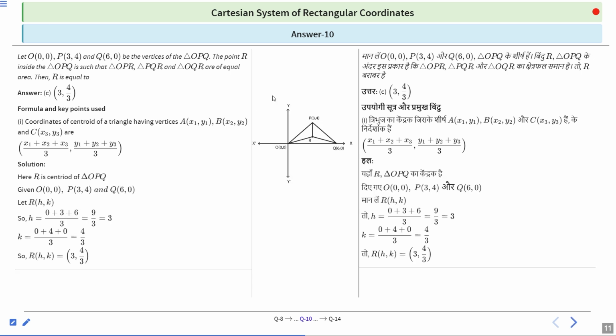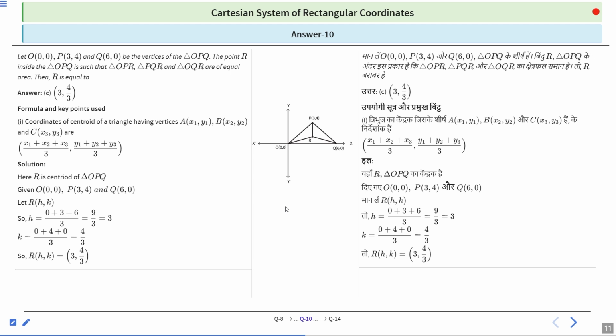You can see in the figure, you have a triangle having coordinates O(0, 0), P(3, 4) and Q(6, 0), and we have a point R. Let R be the centroid of triangle OPQ, right? Here R is the centroid of triangle OPQ. Given O(0, 0), P(3, 4) and Q(6, 0).